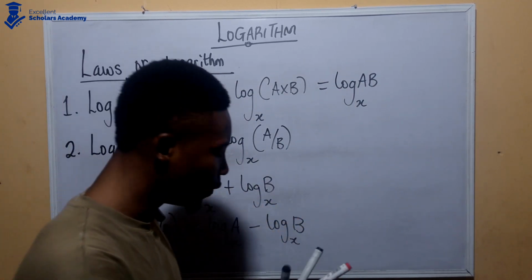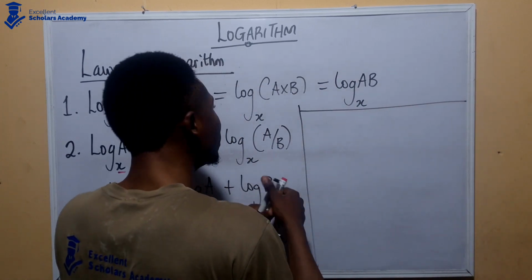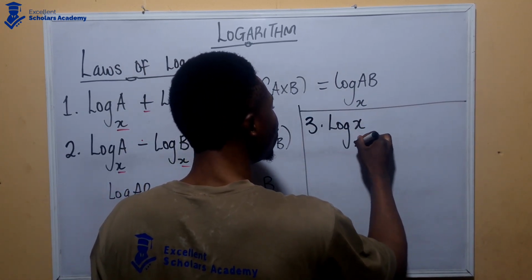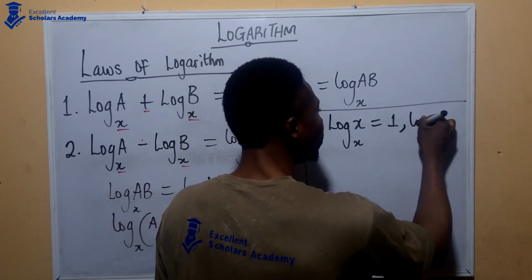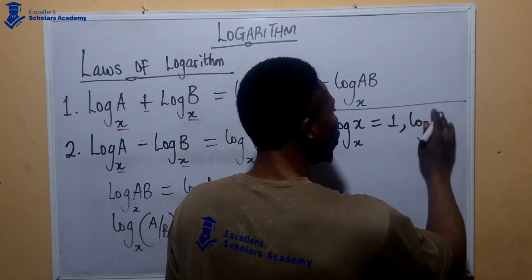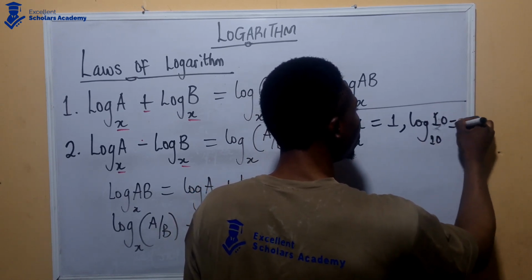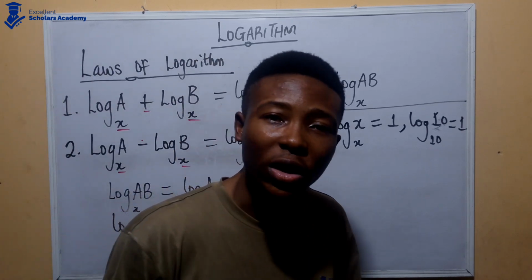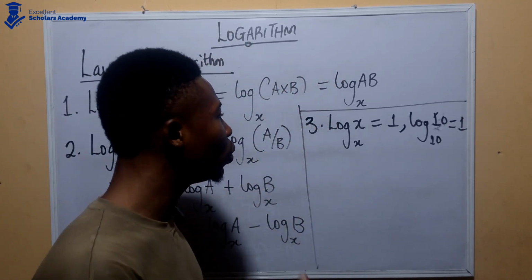Let's look at more laws of logarithm. Another one we'll be looking at is the law that says that log of the same base gives you 1. So log x base x gives you 1. Log 10 base 10 is going to give you 1. Log 3 base 3 is going to give you 1. Log 1 base 1 is going to give you 1. Log of the same base gives you 1.